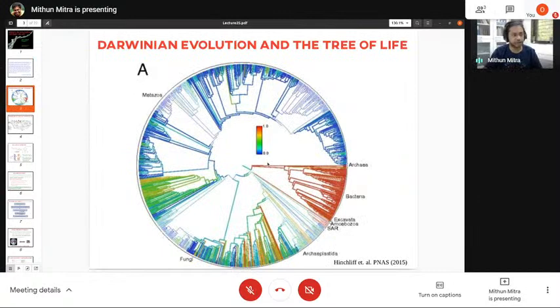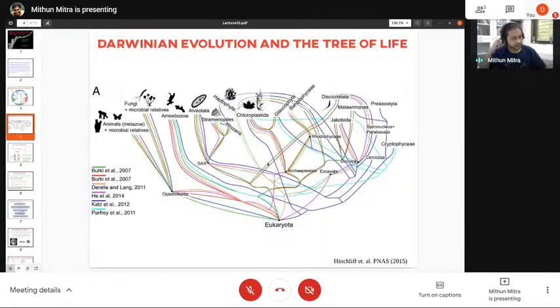Anyway, if you think about, let's say, Darwinian evolution, all of us are connected at some level along this evolutionary tree. This is a nice diagram that I took from this reference, Hinchliff. Starting from eukaryotes at the base, different families diverge at different points, and at the end, you have all of these different classes of organisms of life, basically.